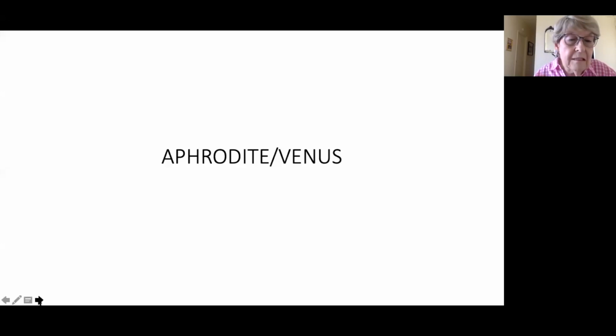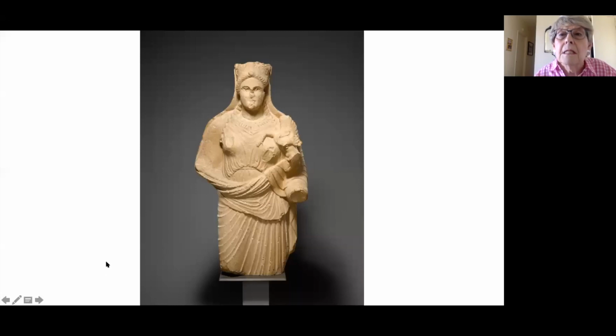I have to have something to look at. So we'll take this. You say, what? That's Aphrodite? Well, yes, it is. And in fact, this is in the Metropolitan Museum. It's in the collection of Cypriot antiquities, and it's a 4th century partial limestone statue of Aphrodite.